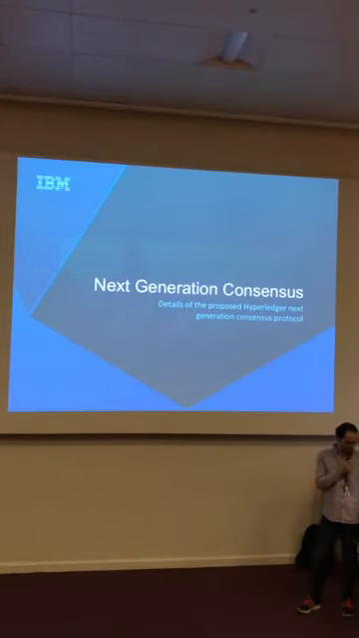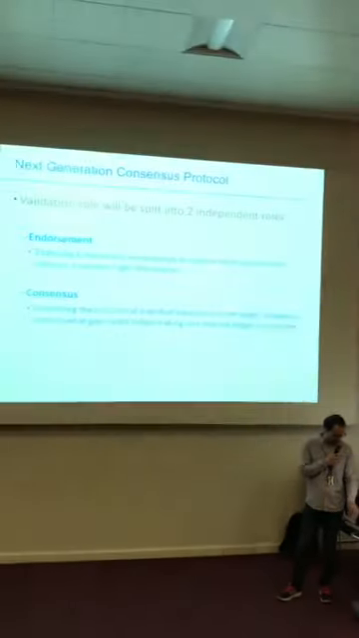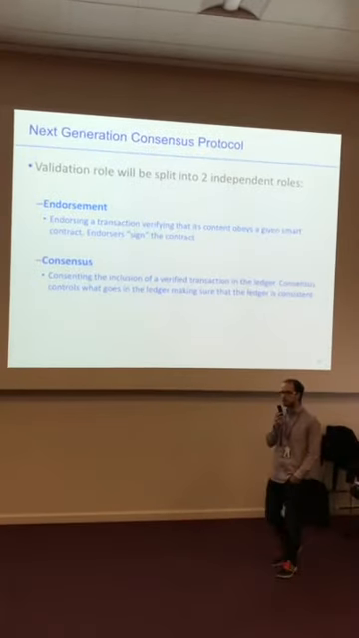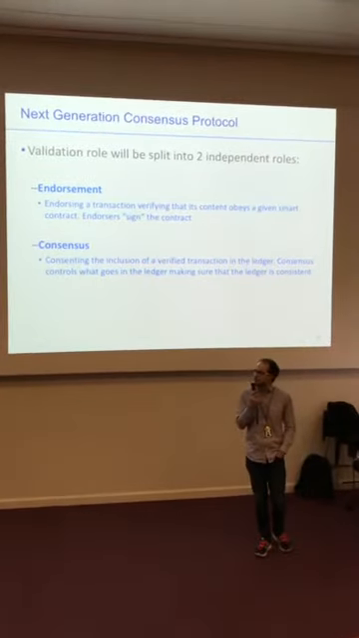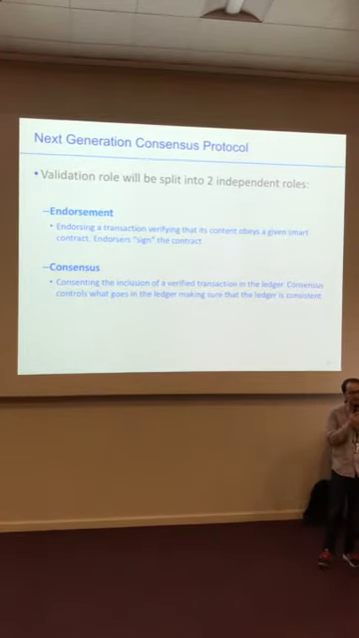So the very smart people at Hyperledger have gone away and come up with next generation consensus. And validation is going to be split into two roles. There's going to be endorsers who sign the transaction to agree that it is valid. There's consenters who deal with putting the data into the blockchain.